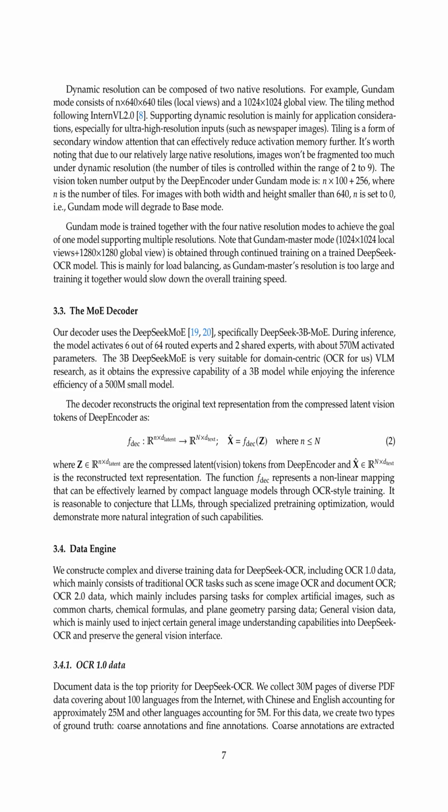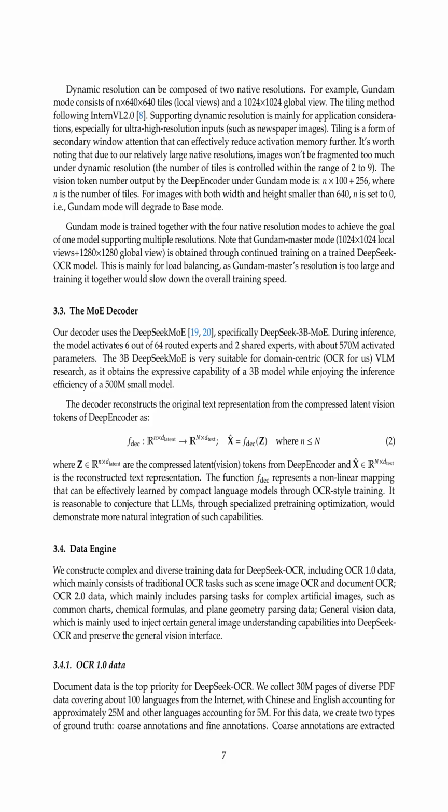3.4. Data Engine. We constructed complex and diverse training data for DeepSeek-OCR, including OCR 1.0 data, which mainly consists of traditional OCR tasks such as scene image OCR and document OCR. OCR 2.0 data, which mainly includes parsing tasks for complex artificial images such as common charts, chemical formulas, and plane geometry parsing data. General vision data, which is mainly used to inject certain general image understanding capabilities into DeepSeek-OCR and preserve the general vision interface.